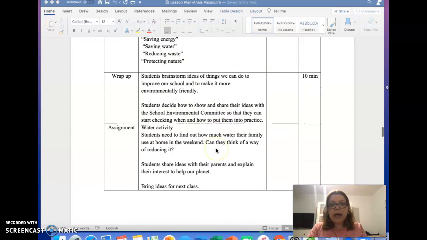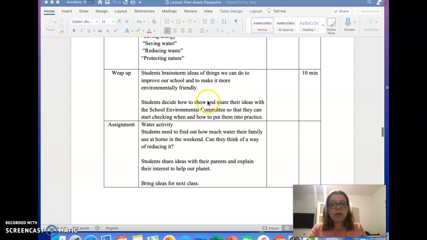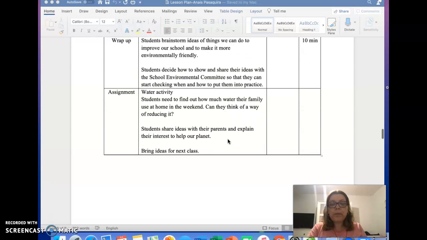class. At the end of the lesson, we are going to share ideas on how we can improve our school to make it more environmentally friendly. And we are going to decide together how we are going to present these ideas to the environmental committee of the school so that they can start checking how to put these ideas into practice.